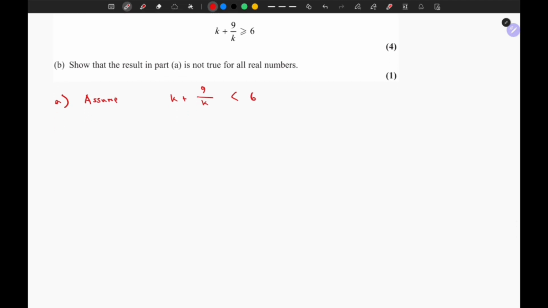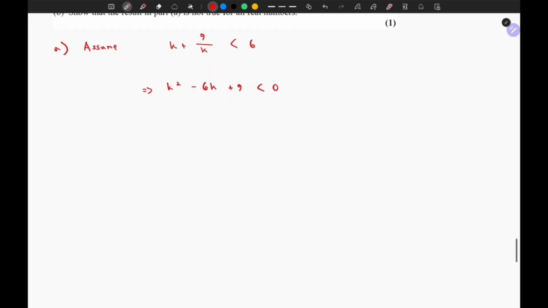Now let's see what we can do with this inequality. We can multiply this whole inequality by k, so this becomes k squared plus 9 less than 6k. And we can bring this 6k to the left hand side of the inequality, so this becomes k squared minus 6k plus 9 less than 0. Now let's bring this to a perfect square format. So this becomes k minus 3 whole squared minus 9 plus 9. Minus 9 plus 9 is 0, so this is less than 0.